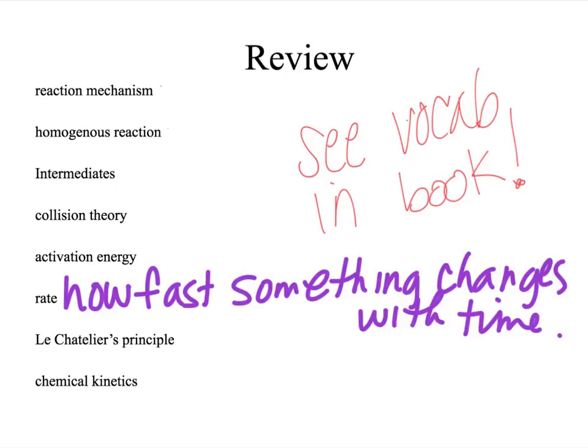Make sure you know what an intermediate is. Remember, an intermediate appears in one step of the reaction mechanism and then disappears, so it doesn't appear in the overall equation. Make sure you know reaction mechanism. Homogeneous means all the same phases. So make sure you understand all those definitions and look over those before the test.